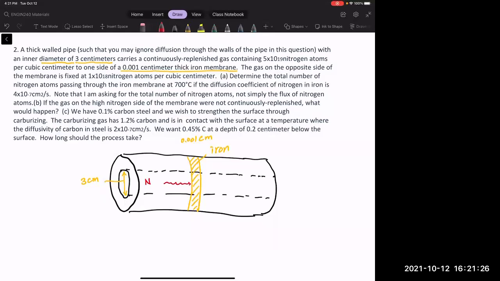Initially, on the left hand side you have 5 times 10 to the 19th nitrogen atoms per cubic centimeter. On the right hand side, initially you have 1 times 10 to the 18 atoms per cubic centimeter.